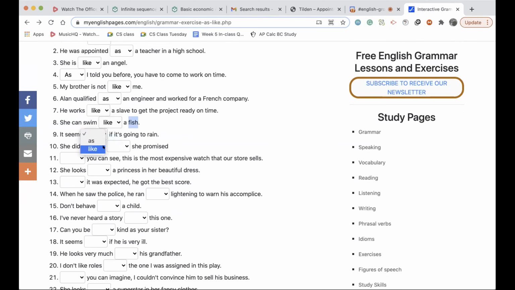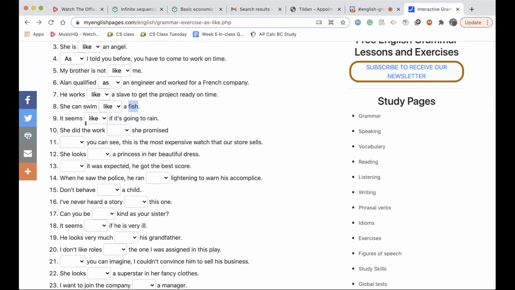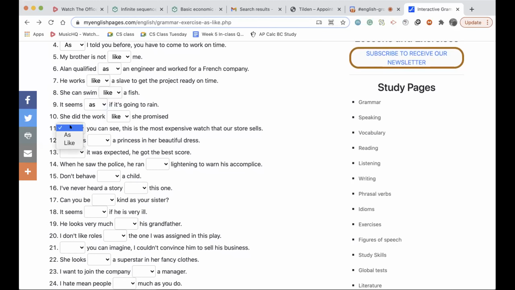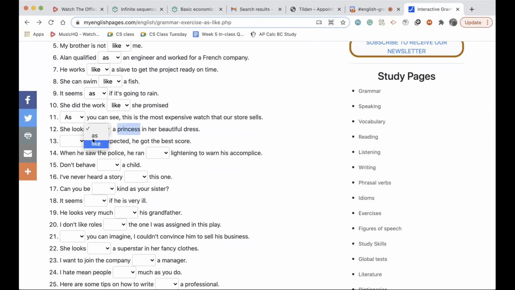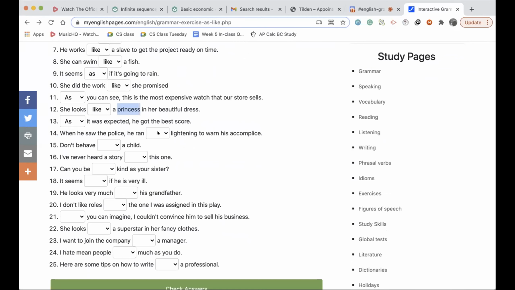Seems, not this one, both can work again. Seems as it's gonna rain, seems like it's gonna rain. Oh, as if. Well, actually, no. This is as if. So if there wasn't an if here, both would work. But since there's an if here, you have to use as if. She did the work like she promised. I don't think as would work here. As you can see, comparing her to a princess, as it was expected. He ran like, right? Comparing him to lightning.